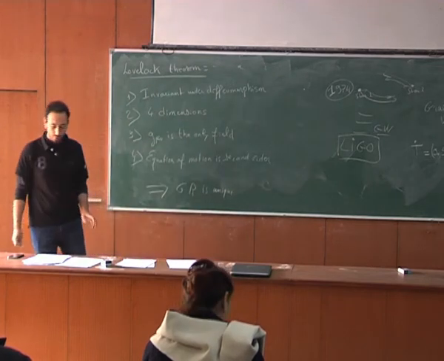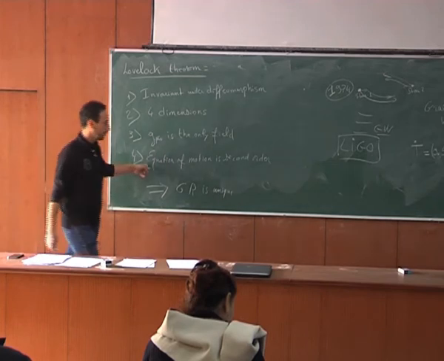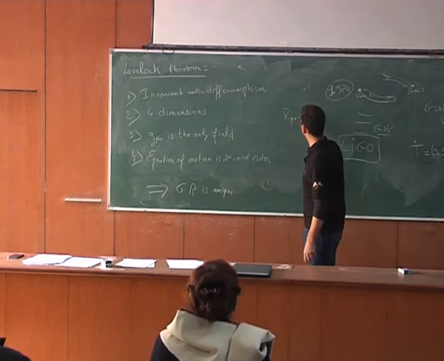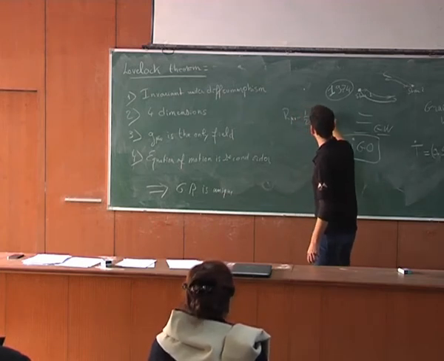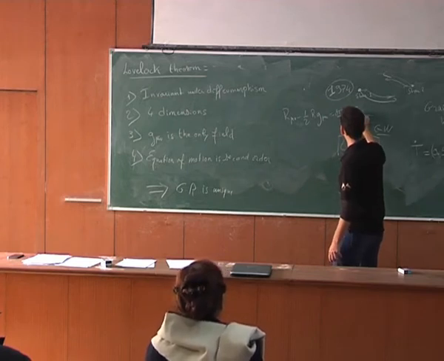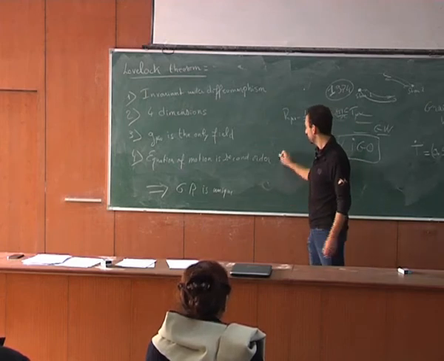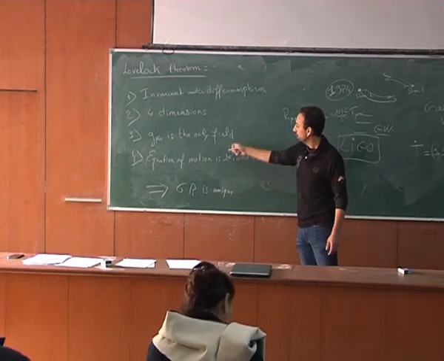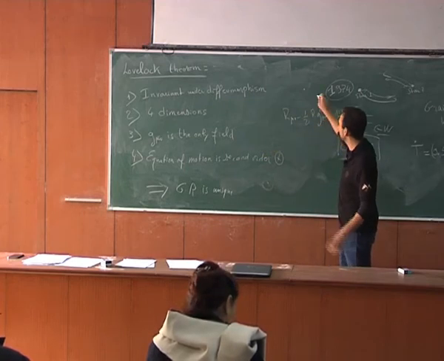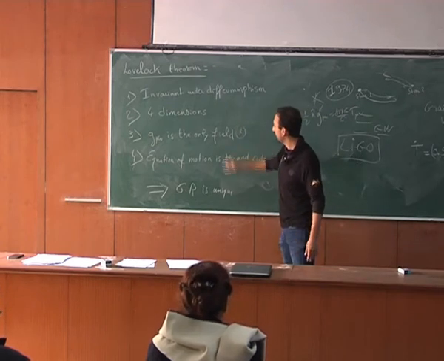Okay, so that is what the theorem says. What is general relativity? It's an equation of motion. We saw it yesterday: R mu nu minus 1/2 R g mu nu equals 8 pi G over c^4 T mu nu. And this is a differential equation, a second order differential equation. The metric is the only field here in the curvature. There is no scalar field or something else.